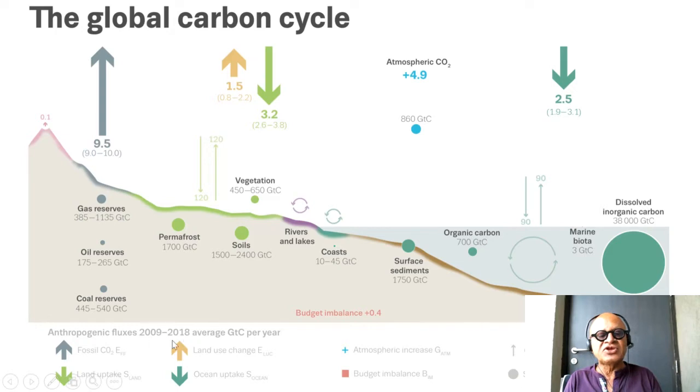So this is for the period of 2009 to 2018. This gets updated every year. They do an incredibly good job. So this is showing fossil CO2 effective flux, land use uptake, so going down. This is the land use change, so deforestation, urbanization, forest degradation, and other things. Stocks in vegetation, soils, permafrost, and surface sediments, deep ocean, dissolved organic carbon, and so on.